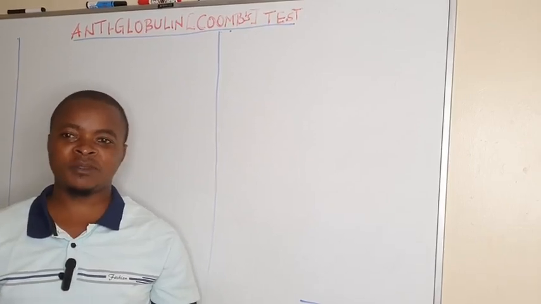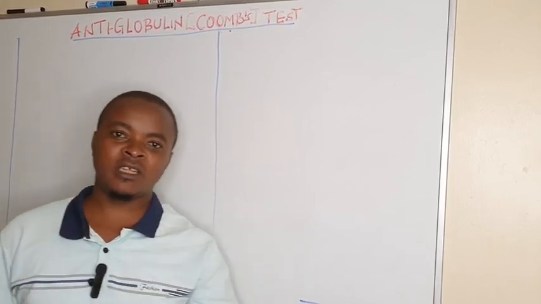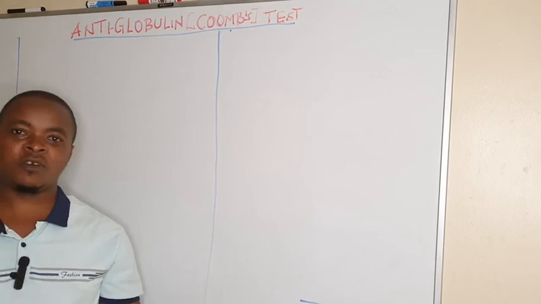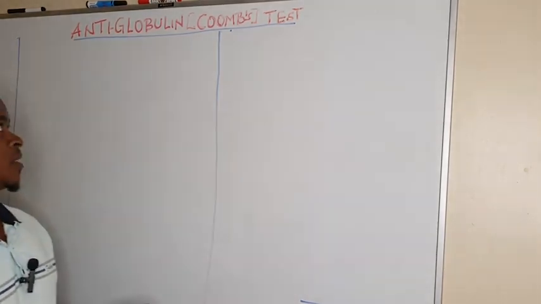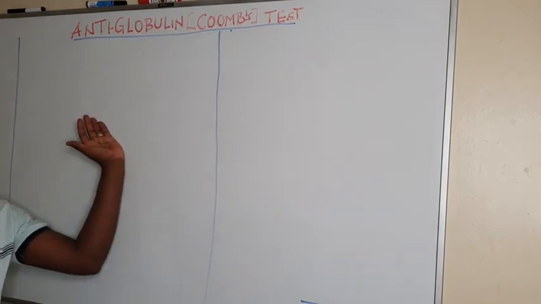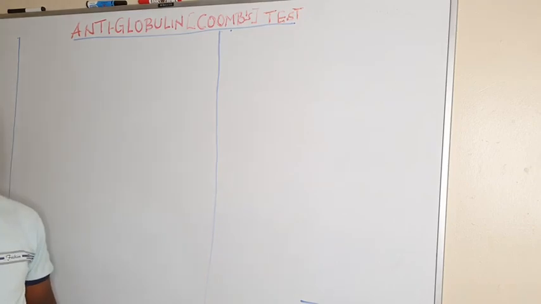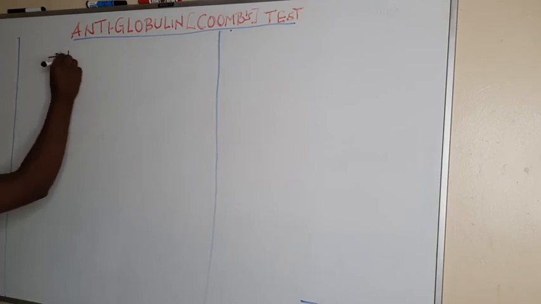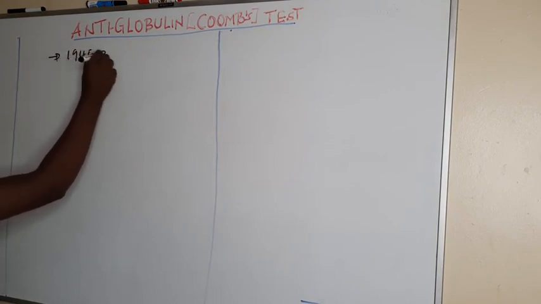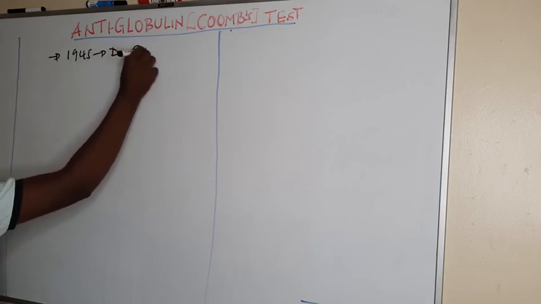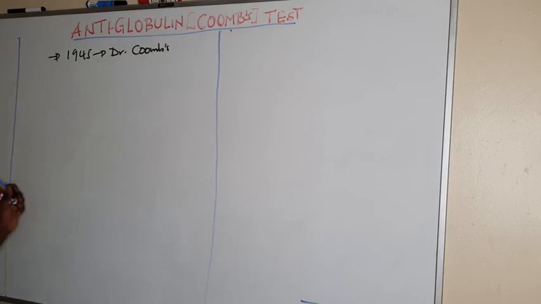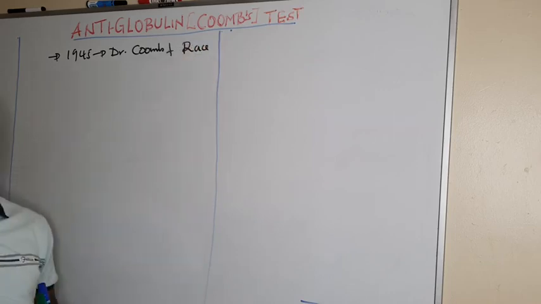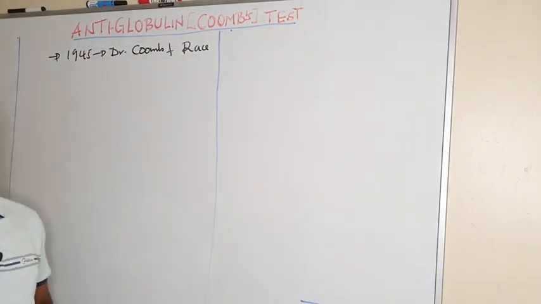Welcome everyone to Medical Sciences, where today we want to discuss the anti-human globulin test, what we call the Coombs test. This anti-globulin test, or Coombs test, was discovered in 1945 by a man called Dr. Coombs, and that's why it is called the Coombs test. So Dr. Coombs and Race discovered this anti-human globulin test.